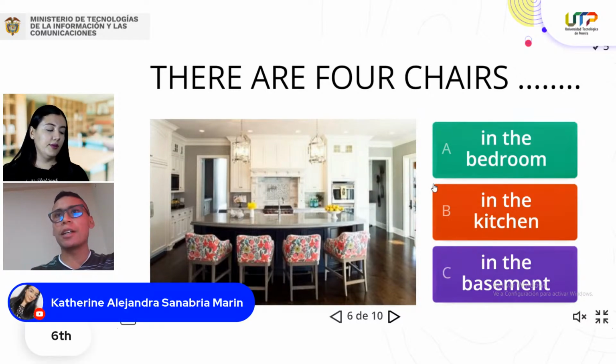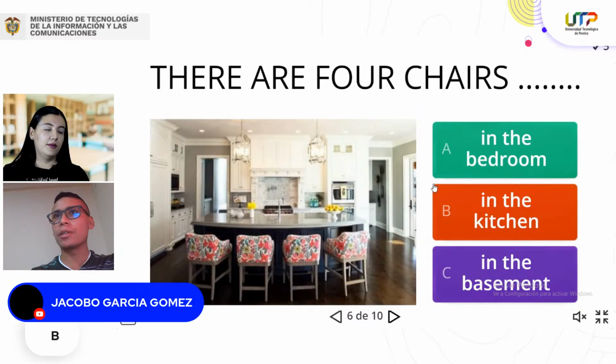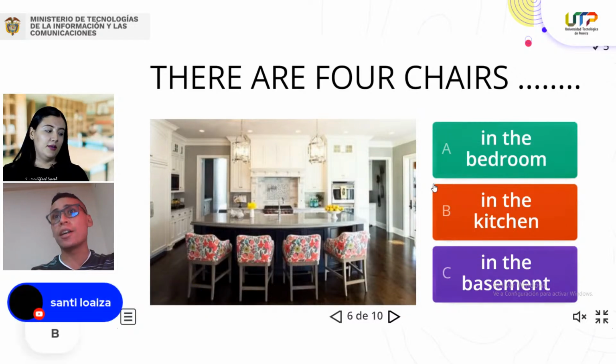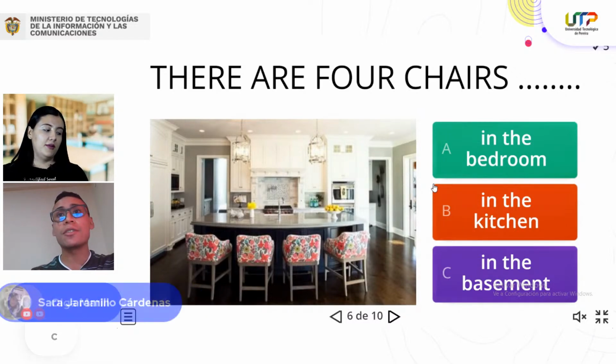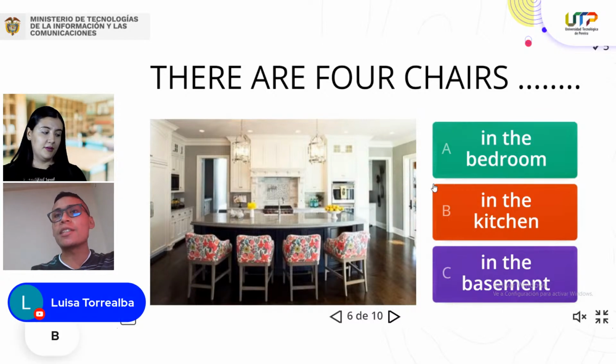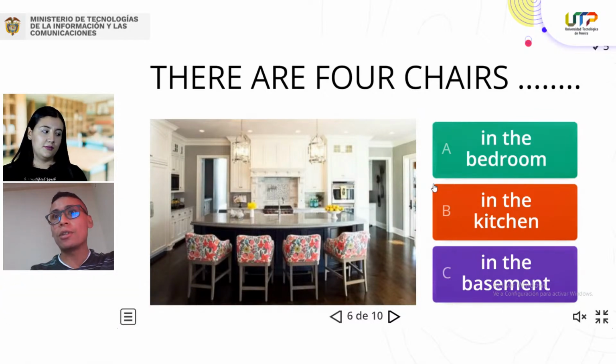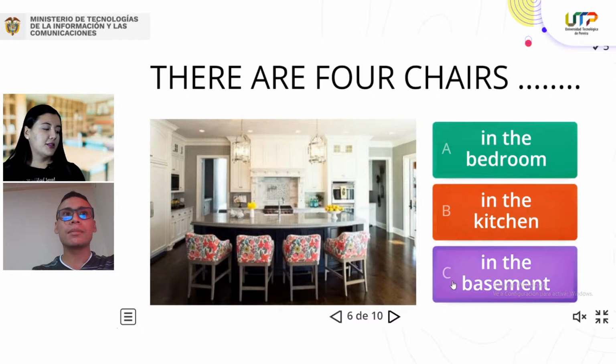Yes, we have here, Olga Marin also says it is the C. Jacobo Garcia says the answer is the B. Santi Loaiza says it is the B. Sara Jaramillo, Luisa, Consuelo Marin, and Luz Marina Marin, they say the answer is the B. Okay, so let's take a look at C, because Olga just chose that one.